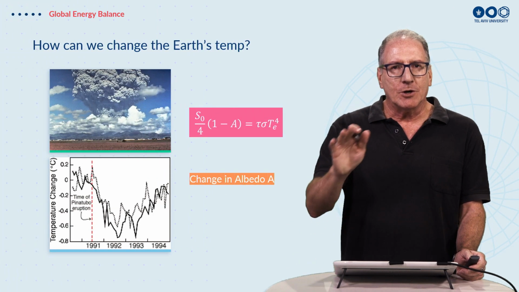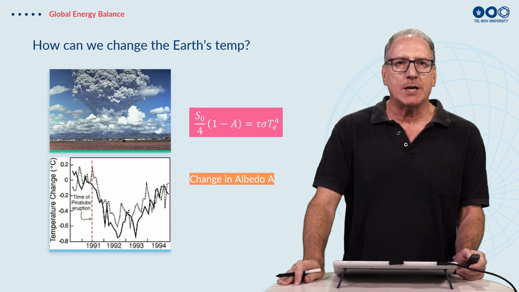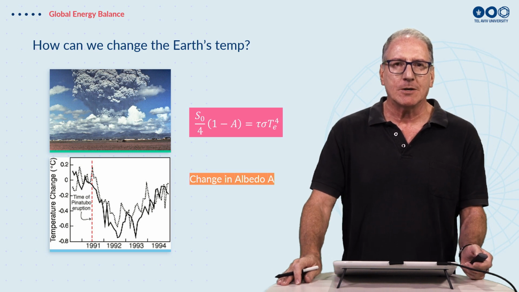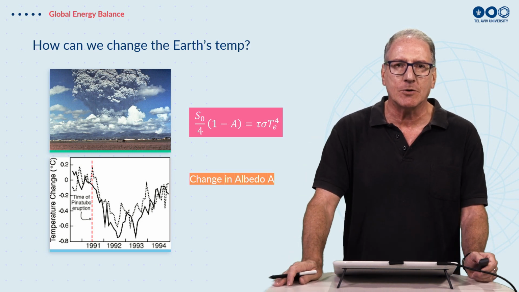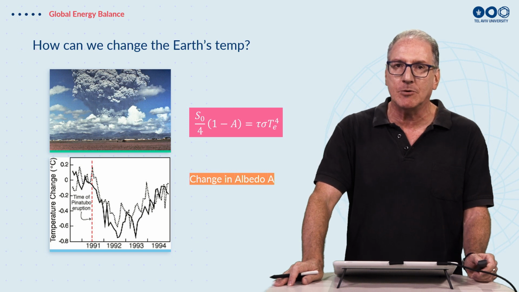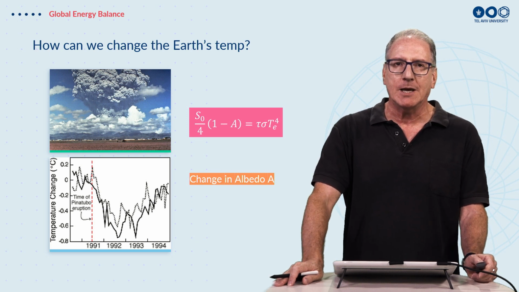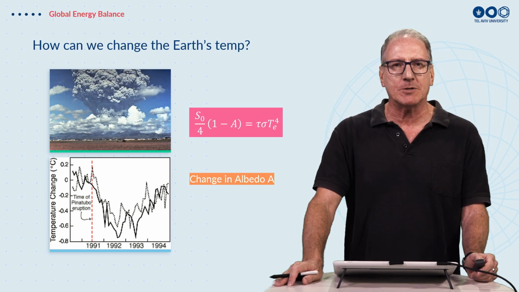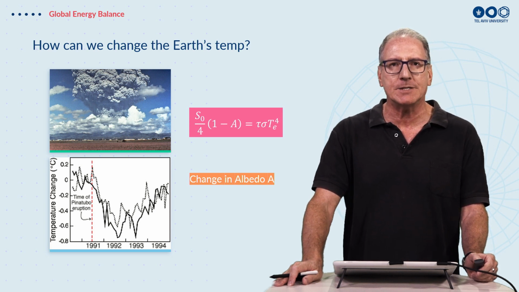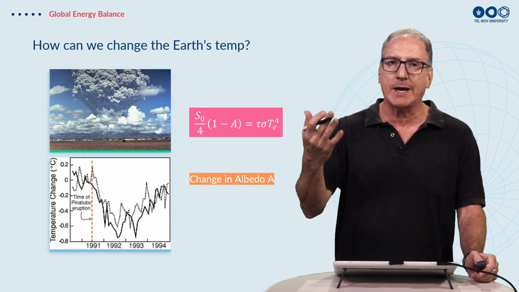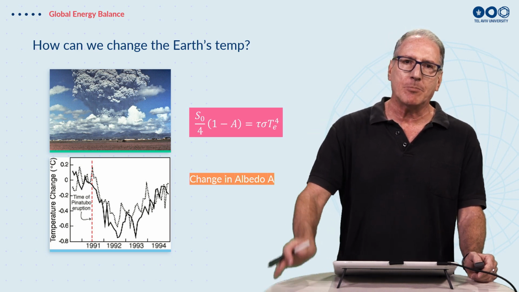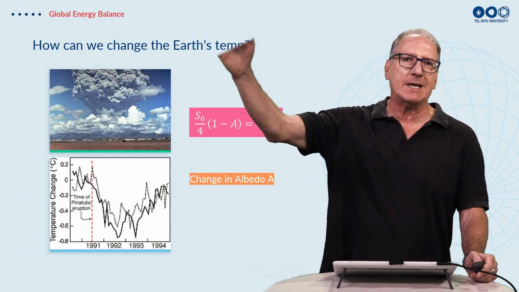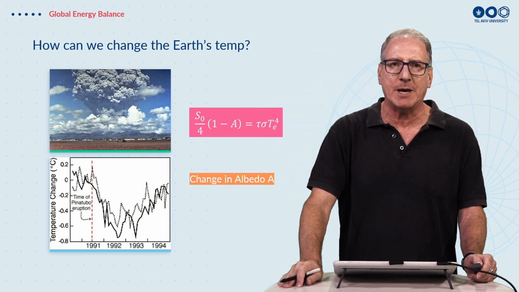So looking at this equation again, how can we change the Earth's temperature based on this simple equation? One idea is we could change the albedo, the big A in this equation. And this happens quite often. I wouldn't say quite often, but it's happened over decades and centuries on the Earth. And these are volcanoes, which can put basically a haze of very small particles in the upper atmosphere.